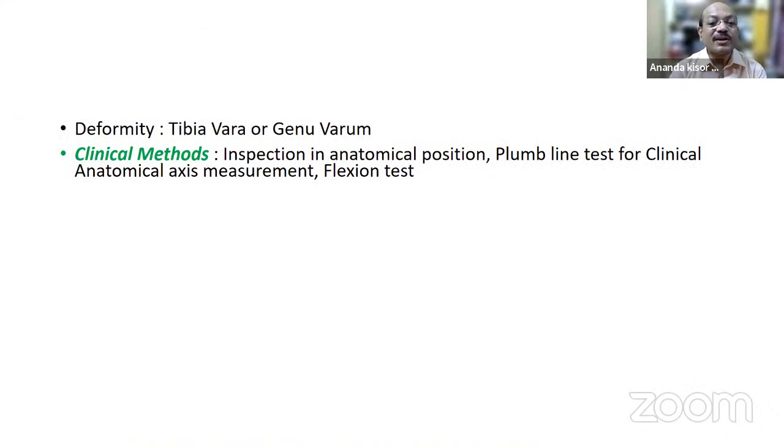So basically, it's a tibia vara. Clinical methods: inspection in anatomical position. We have to give the plumb line test for the clinical anatomical axis measurement, and the flexion test.